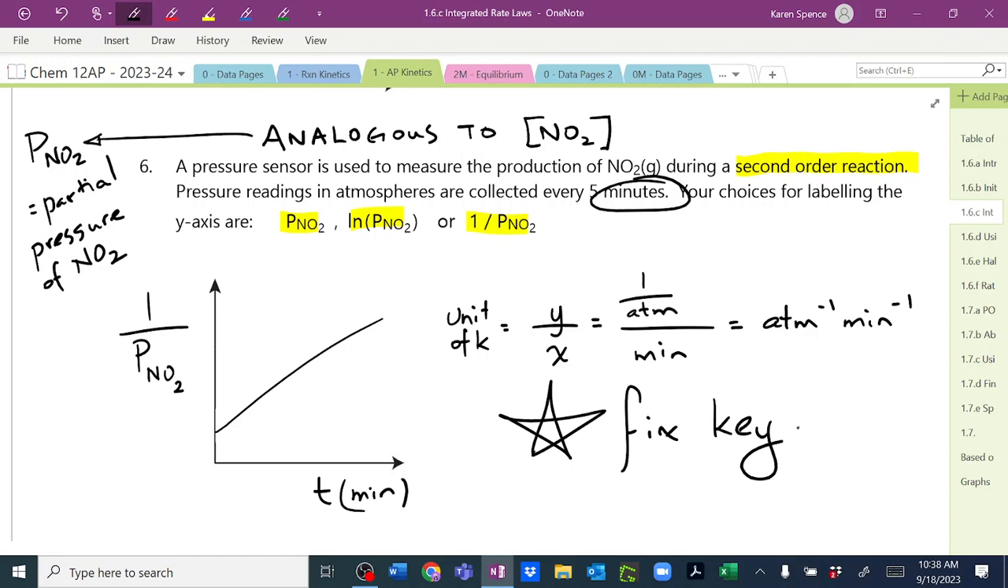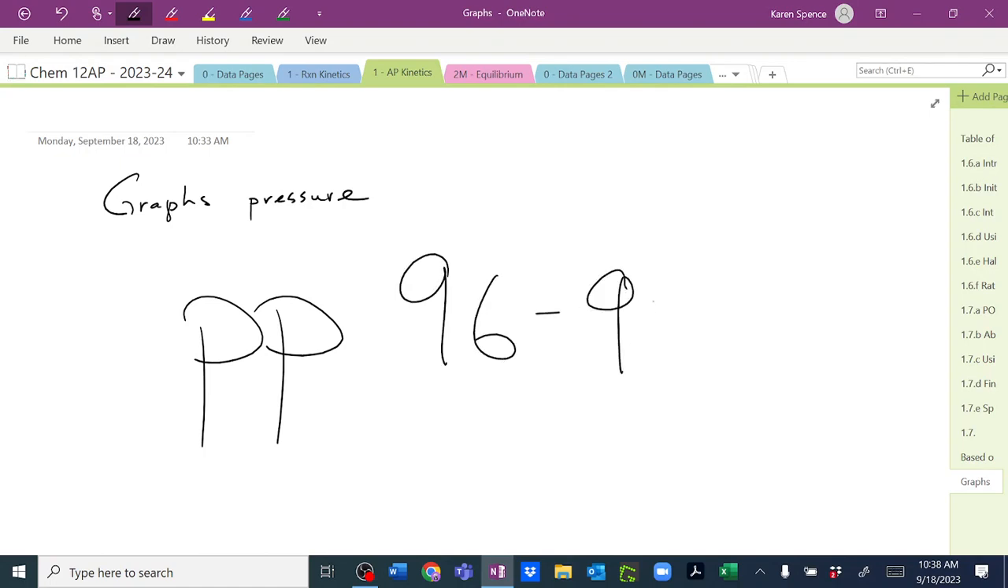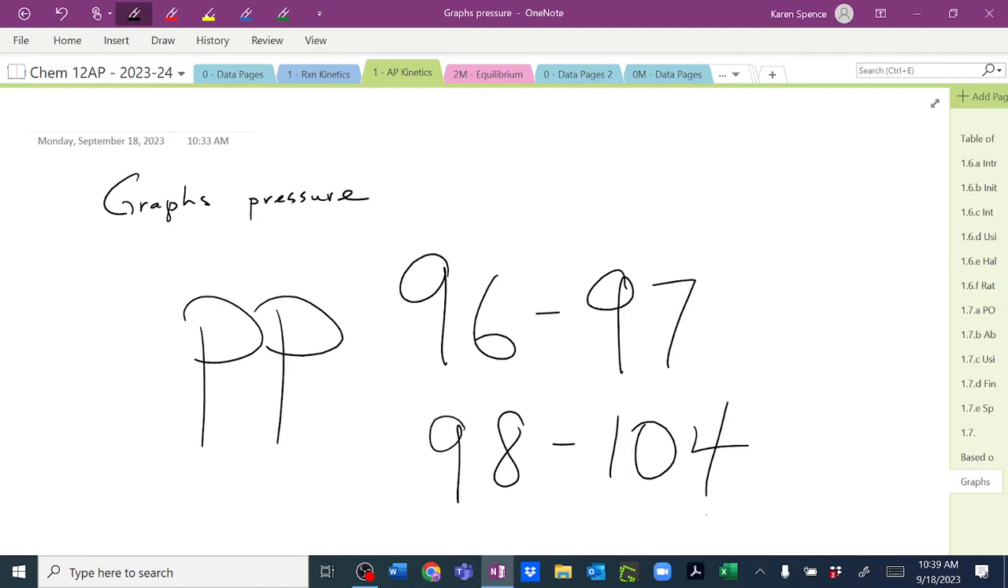Have you guys done page 96, 97? Have you done 96, 97? Would you like a little time to do it right now? Okay, go. And if you finish 97, you can just keep going 98 to 104. So basically, just finish from page 96 to the end.